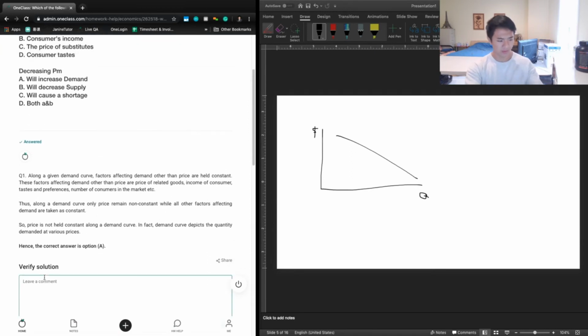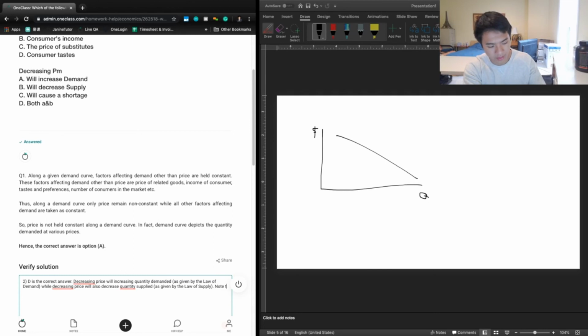So I think the previous tutor did not answer this question, so we'll just insert a question here. And so we say number 2, D is the correct answer. Decreasing price will increase quantity demanded as given by the law of demand, while decreasing price will also decrease quantity supplied as given by the law of supply.